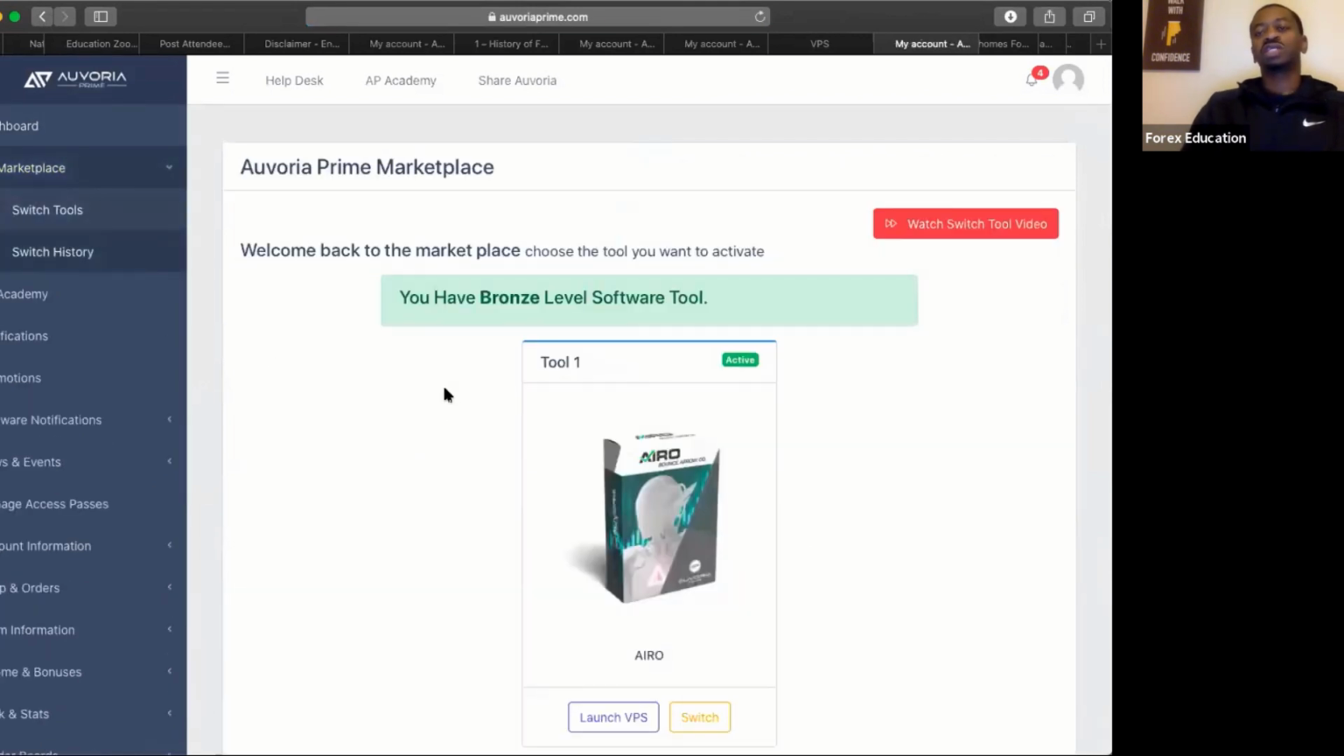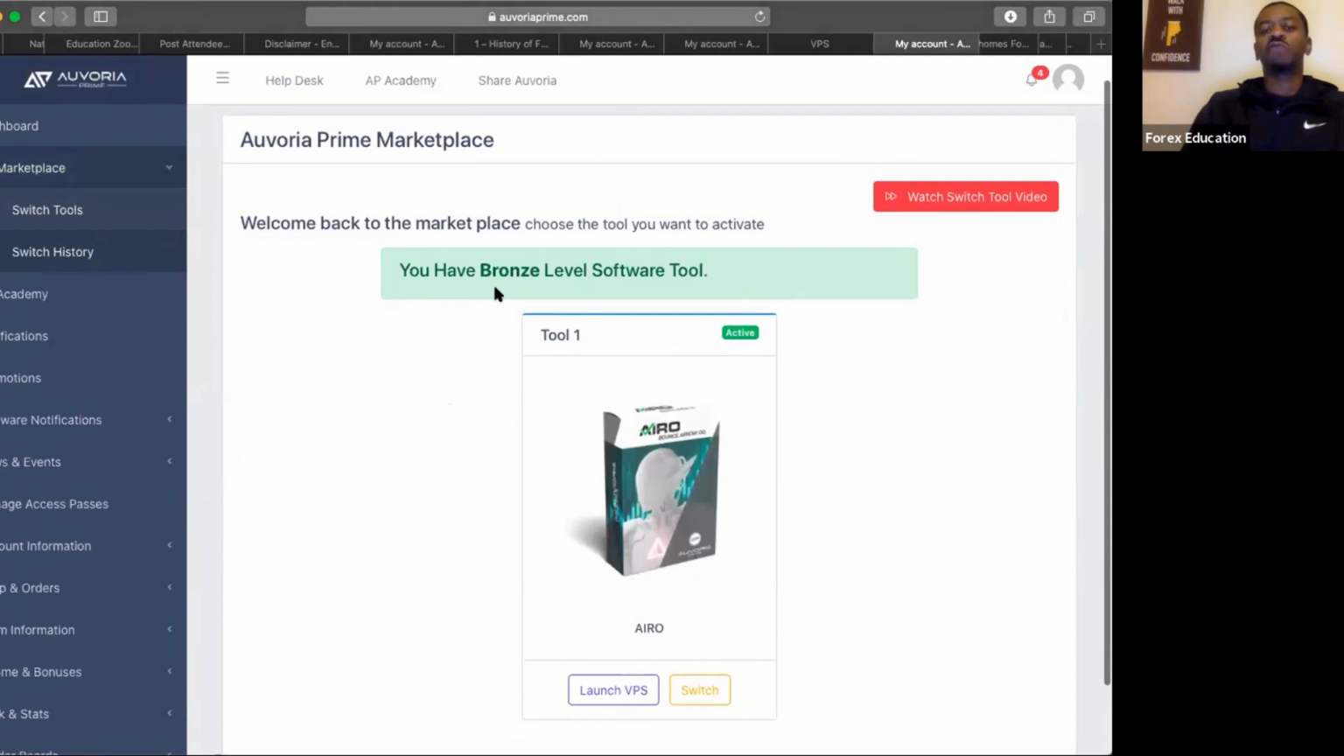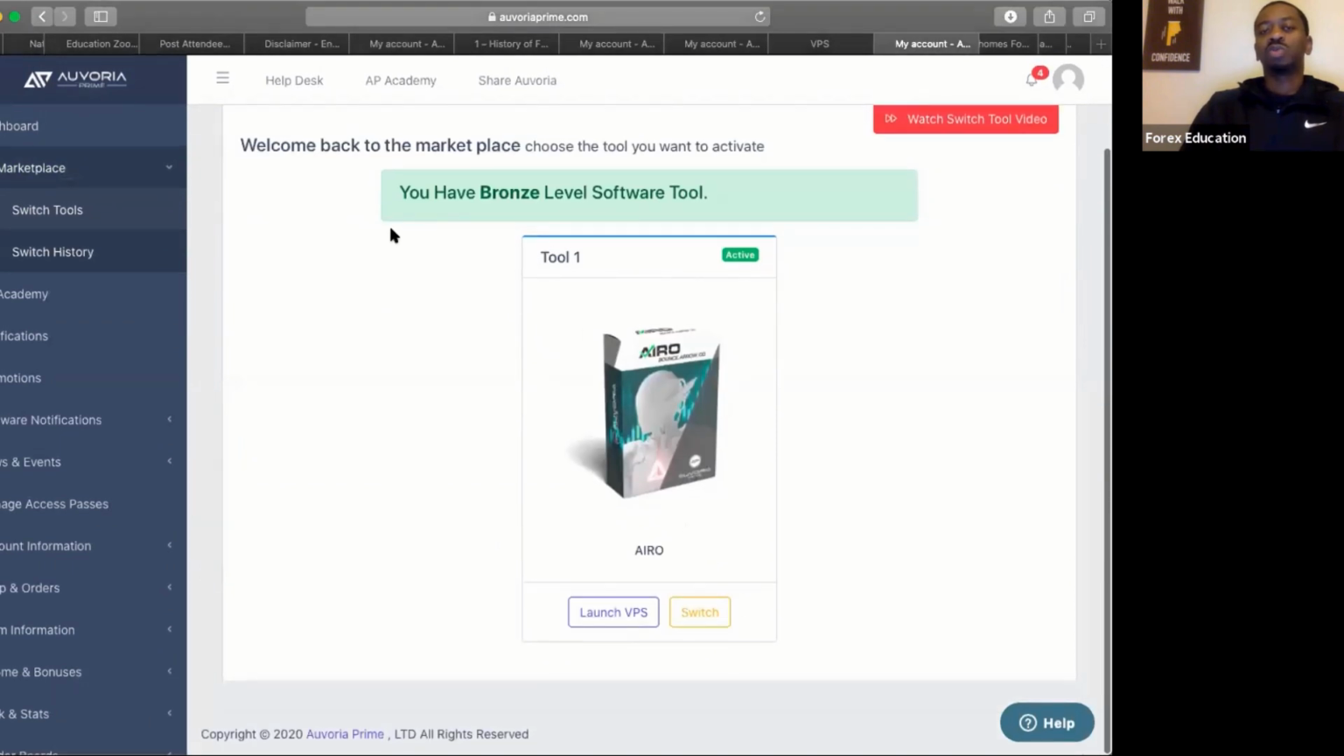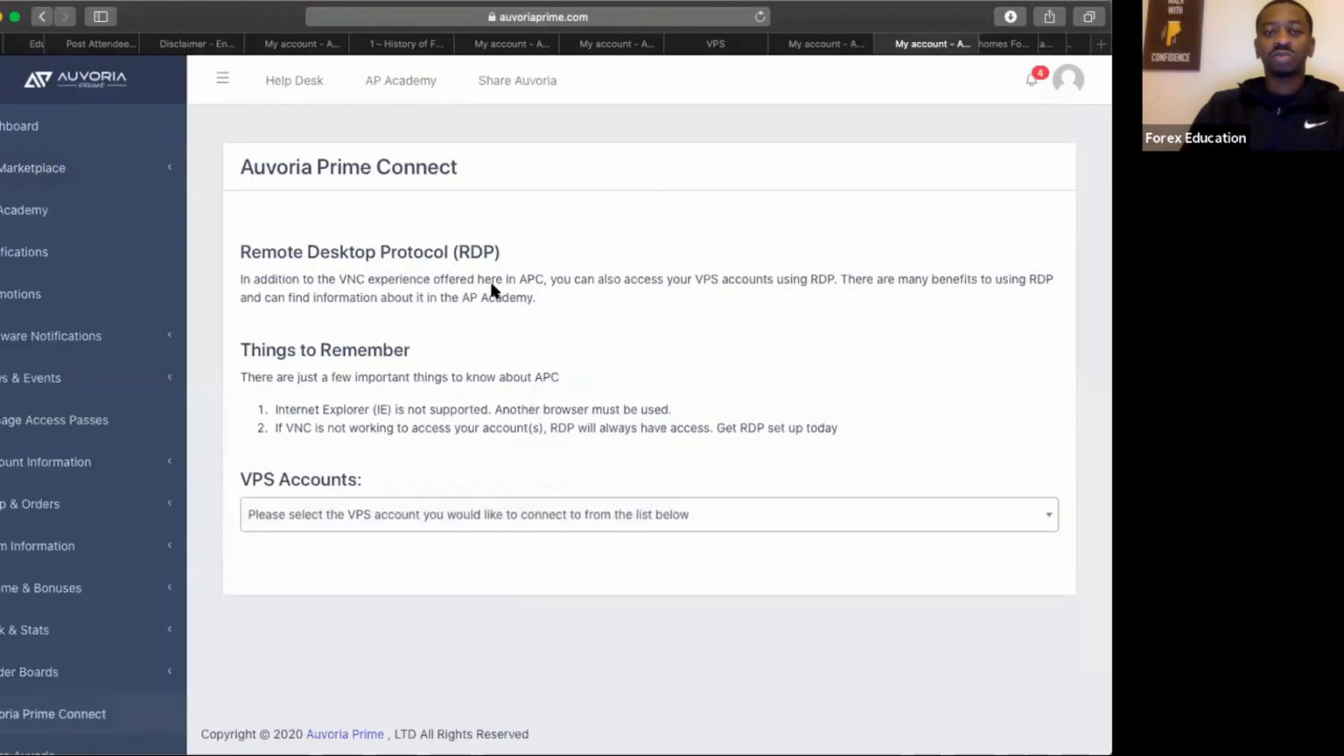All right, so you guys can see here, I have got the bronze software, which means I can only have one software running at any given time. And you can see here, before you set it up, it'll give you the option to set up your software. So you select AIRO. Once you select AIRO, you see it has the AIRO box here, active, launch the VPS. When you launch the VPS, you get another desktop right here. And from here, you can go in and you can set everything up.